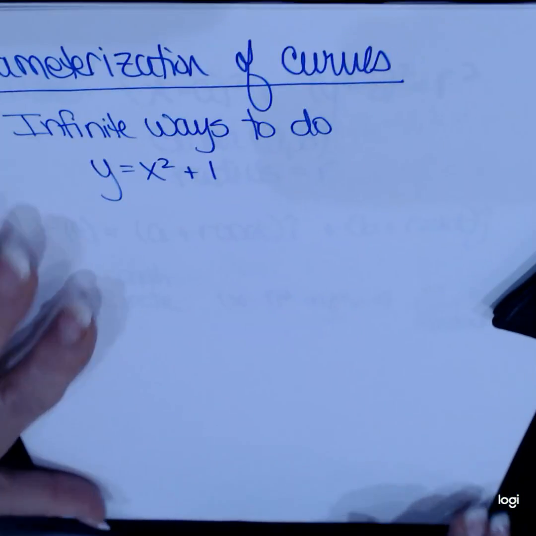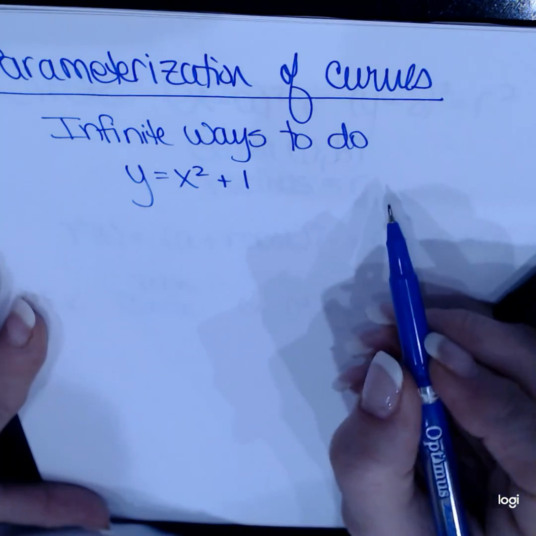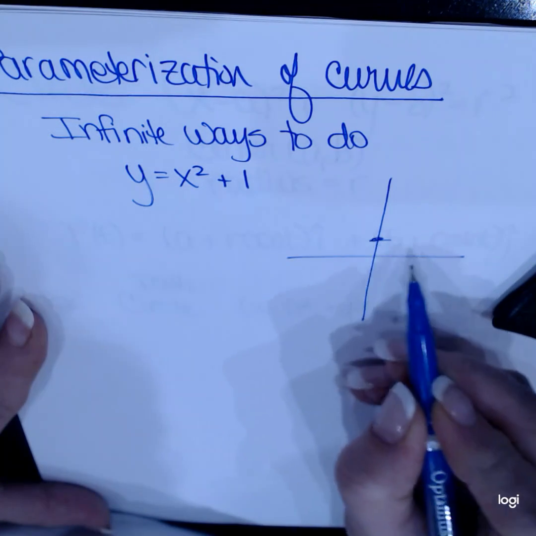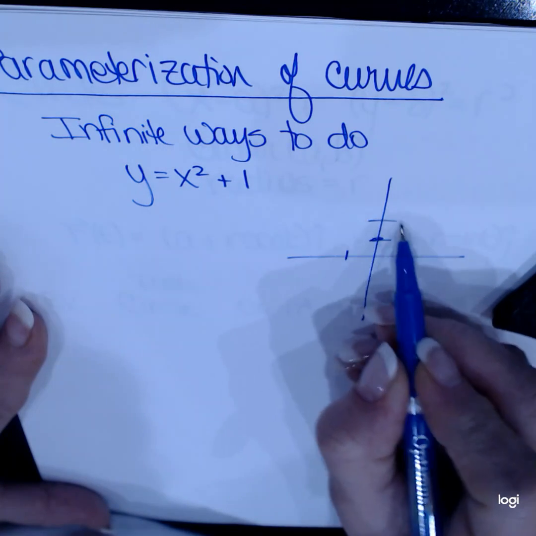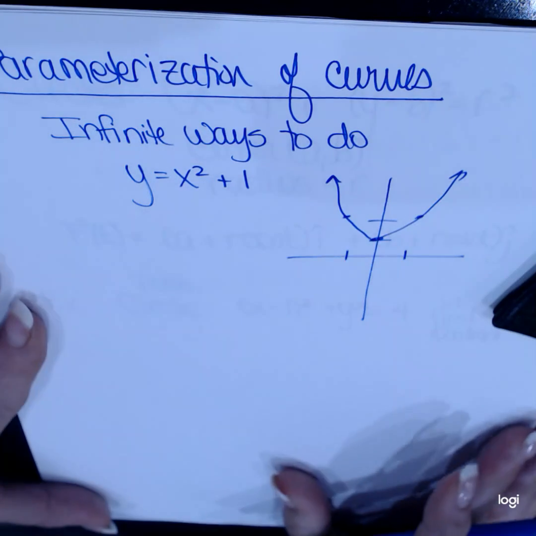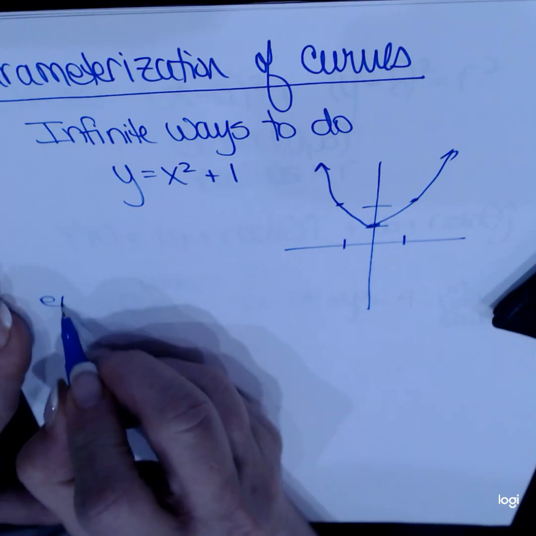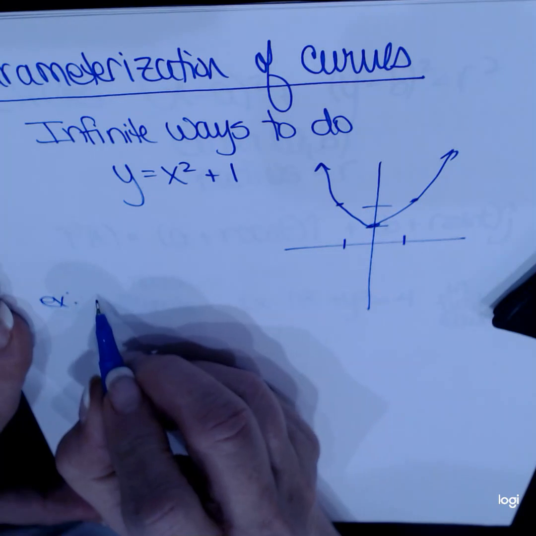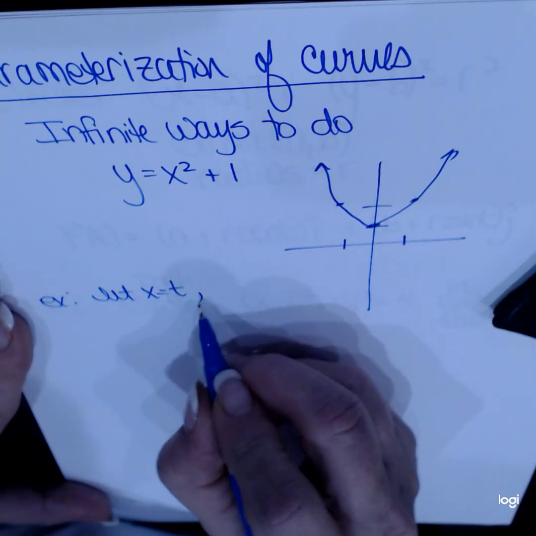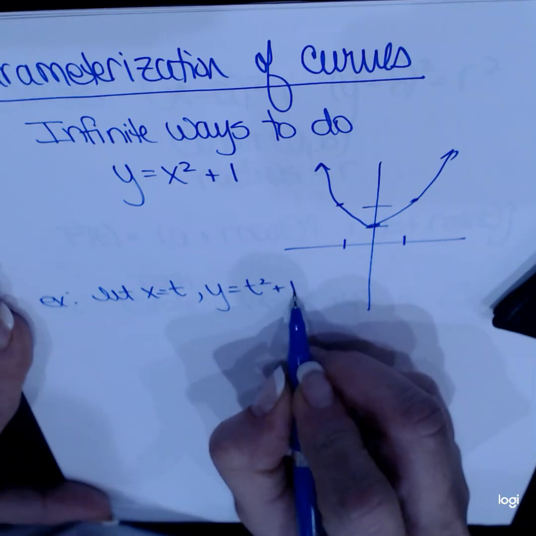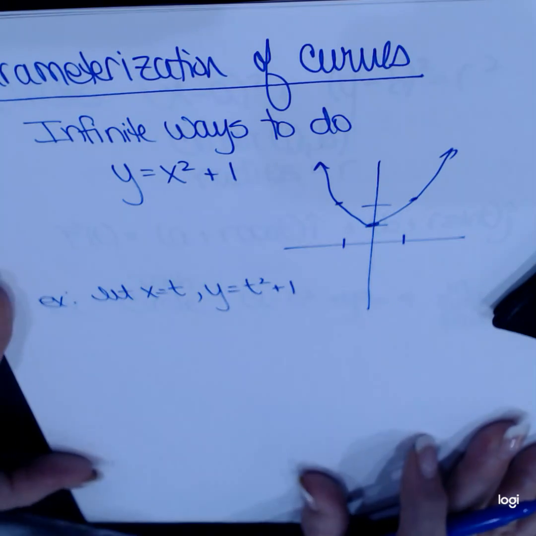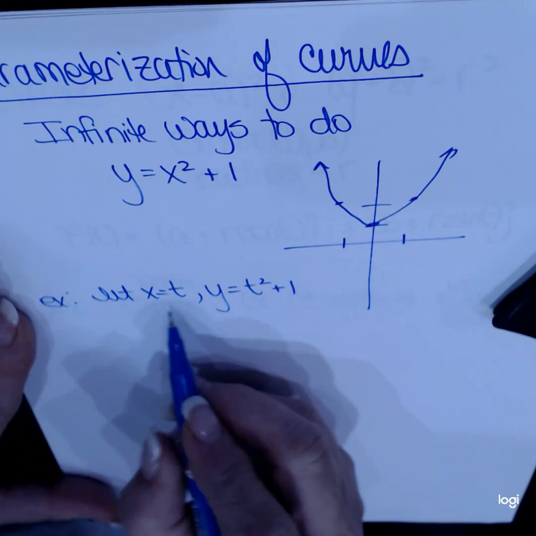For example, if I look at this parabola, y equals x squared plus 1, and that is a parabola. Let's see, when x is 0, y is 1. When x is 1 or negative 1, y is 2, and so on and so forth. So here is our parabola. Well, just to give you an example of the number of ways to do this, let's suppose I let x be equal to t and y be equal to t squared plus 1. Then if I eliminate the parameter in this, I promise you I will get that equation.